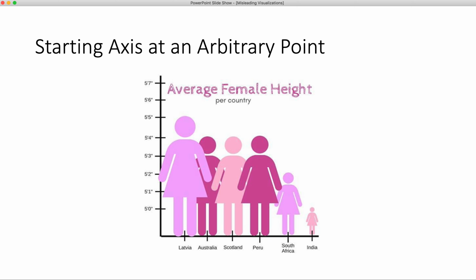What this graph suggests is that the average height of women in Latvia is about 5 times that of the average woman in India, because the Latvian lady is drawn 5 times as large as the Indian lady. In fact, the difference is between 5 feet for an average woman in India and 5 feet 5 inches for a woman in Latvia. In other words, the difference in height is just 5 inches, not a factor of 5, as the graph suggests.